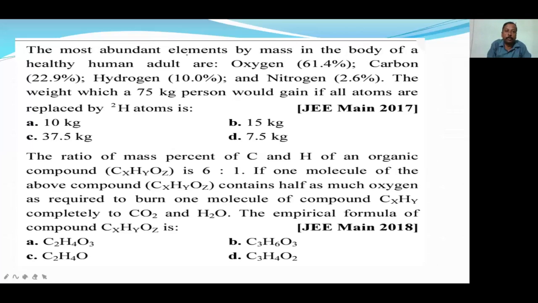Okay, next: most abundant element by mass. See, there are so many problems. Sometimes they will ask by volume, by mass, in the earth's crust or in the atmosphere. But in the body of a healthy human, oxygen is 61.4%, carbon 22.9%, hydrogen 10%, and nitrogen 2.6%.